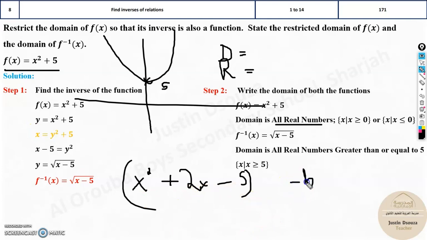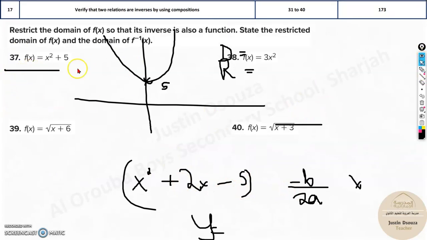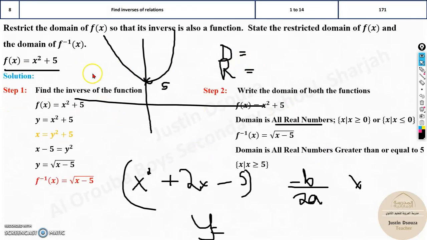You need to find the vertex form, minus b by 2a. You'll get the x value, substitute it, and then you'll get the y value. And depending on the sign, it'll be either greater than or less than. This is if you get functions like this. Most of the time, you will not get such functions, because you can see they're all simple problems. So it's easy to find the range and domain.